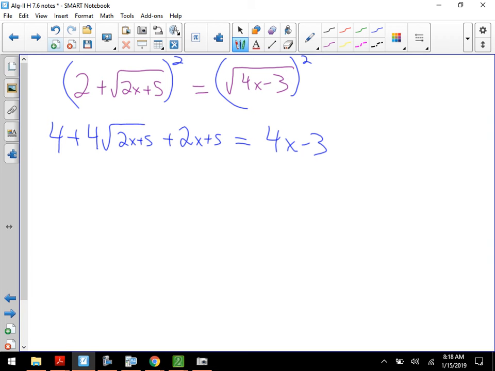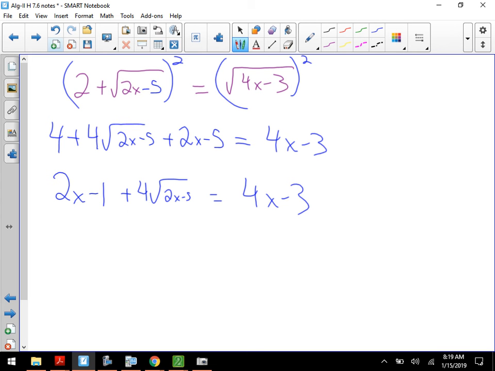Oh, I'm sorry. This was supposed to be a minus 5. My bad. If you had gotten any further, that was supposed to be a minus 5. I just wrote it down incorrectly. At least I caught it now before it got really bad. So now, if I simplify my stuff on the left, we'll get 2x minus 1 plus the 4 root 2x minus 5 equals 4x minus 3.